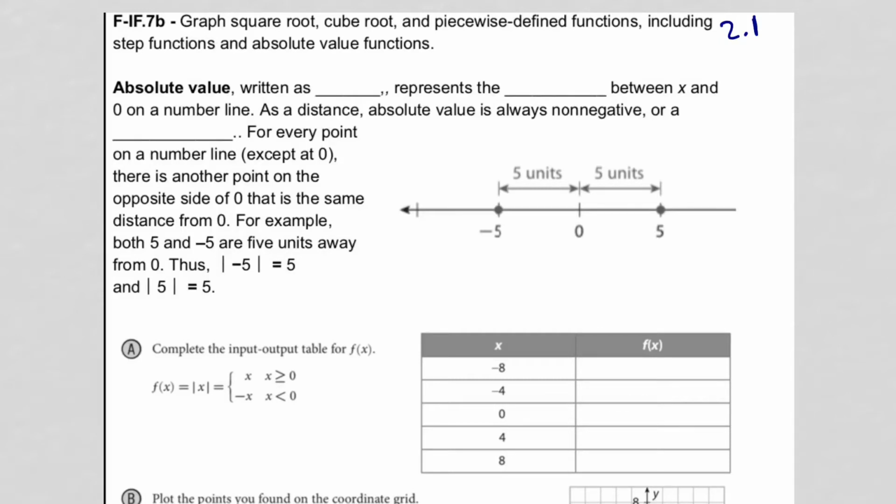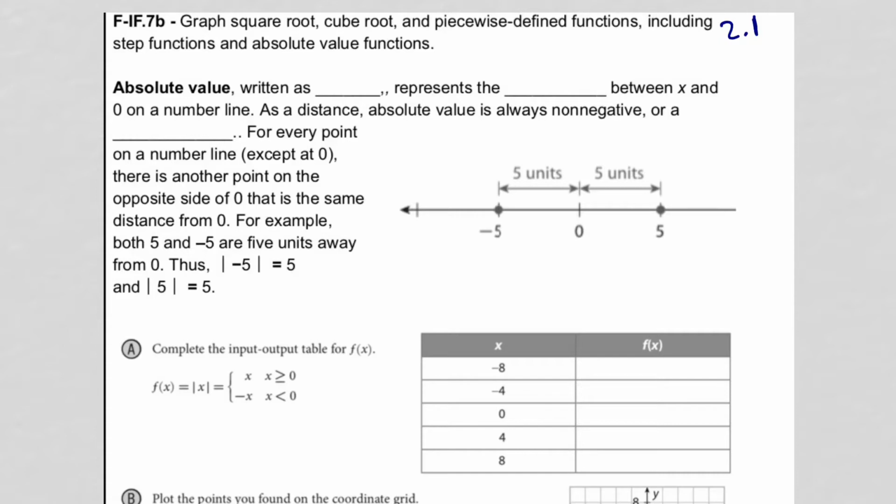Section 2.1 of the guided notes. Chapter 2 has to deal with absolute value. And absolute value is an often misunderstood concept when it comes to algebra. Let's just dive right into it.